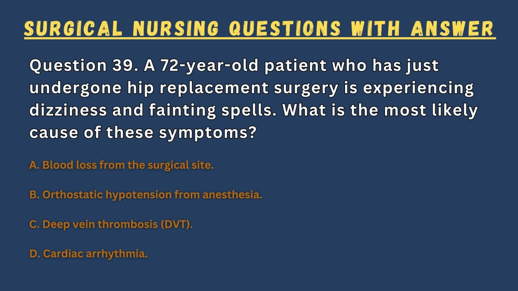Question 39. A 72-year-old patient who has just undergone hip replacement surgery is experiencing dizziness and fainting spells. What is the most likely cause of these symptoms? A. Blood loss from the surgical site. B. Orthostatic hypotension from anesthesia. C. Deep vein thrombosis, DVT. D. Cardiac arrhythmia.